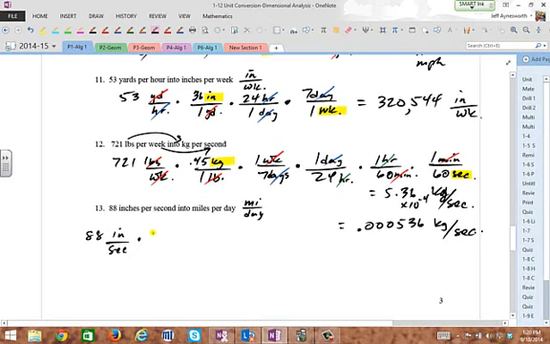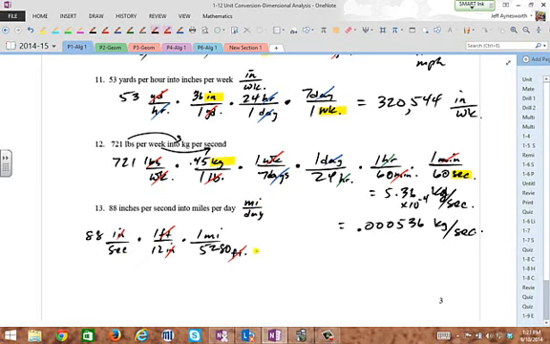So because I know that there's in 1 foot, there's 12 inches. Watch the units cancel. See? Now I have feet per second. And then I know that in 1 mile, there's 5,280 feet. Cancel them out. The feet cancel, and now I have miles per second. So I'm very close. All I have to do is convert seconds to days, and I got it.